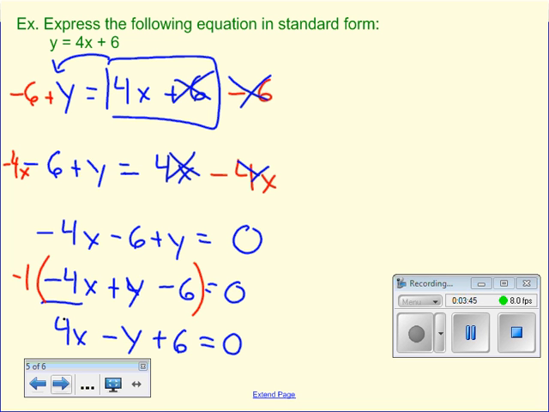So that's how I converted from one form to the other, and I did it all algebraically. Key thing to remember is this term right here has to be positive. And when I get to this situation, I just multiply by negative 1, and it gets me there. But remember, whatever I multiply by negative 1, I have to multiply them all by negative 1. So negative 1 times negative 4x, negative 1 times plus y, negative 1 times minus 6. All right. Let's look at another example.